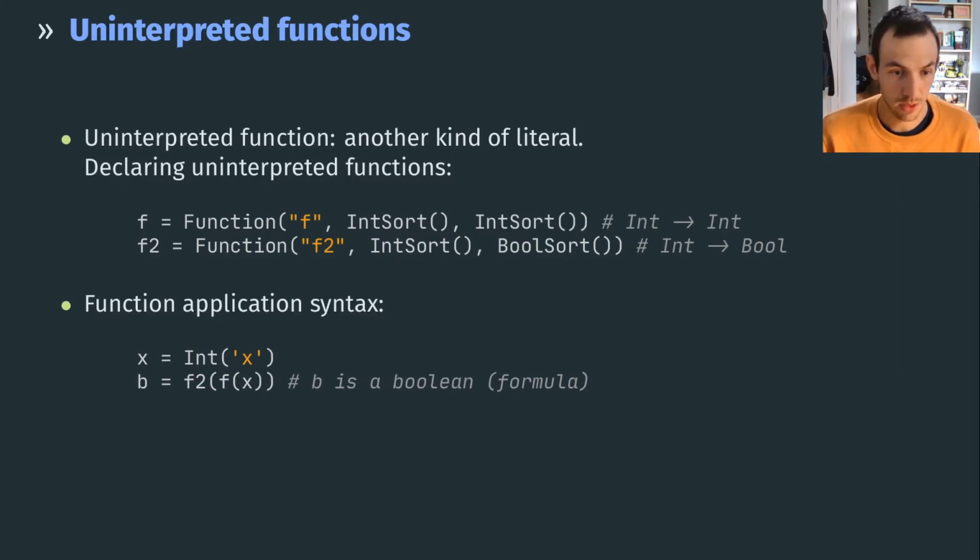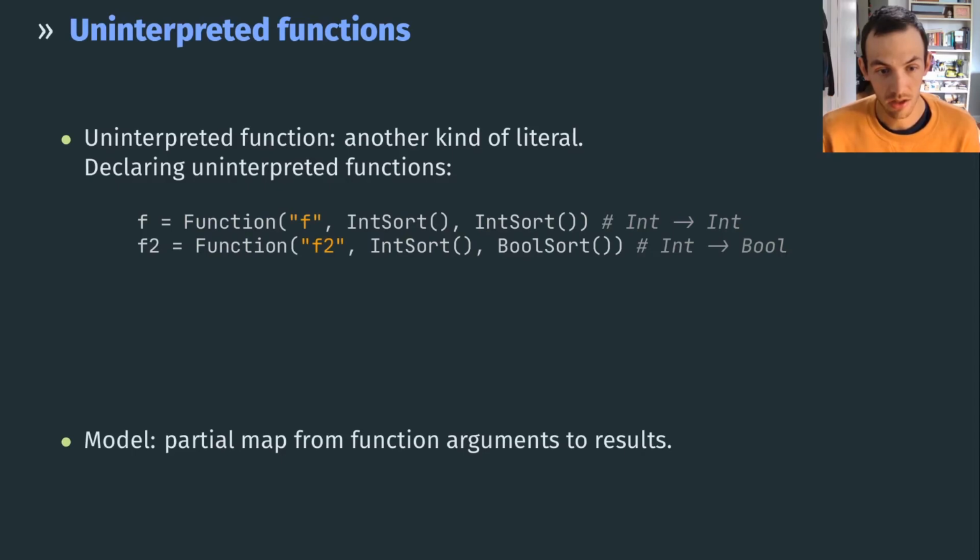And note that b is a formula, it's not a literal. So when we apply a function to a variable, then this gives us a formula. And this is important when you write your constraints. And then in the model, we'll get a partial map from function arguments to their results. So for example, a model of f would be a map from integers to integers.